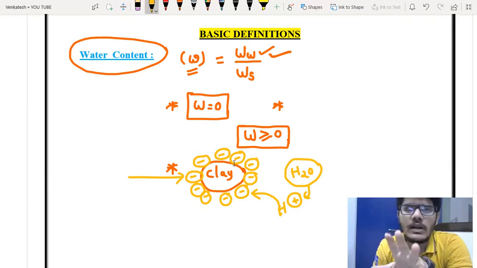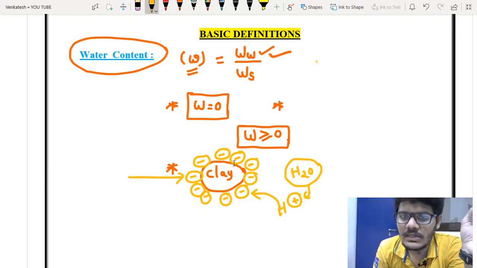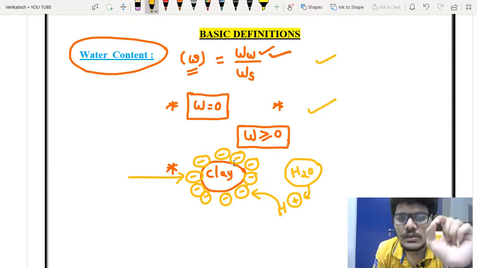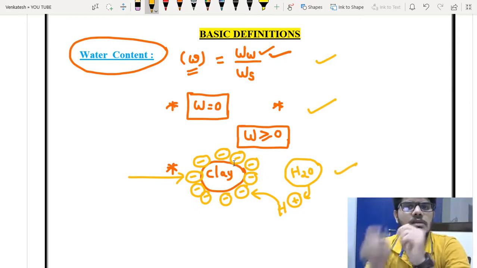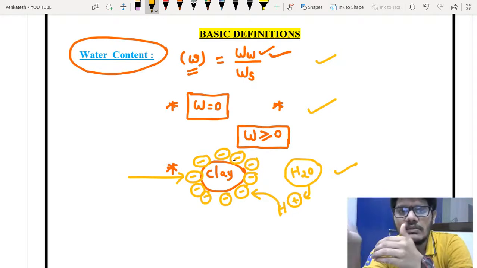So this is about water content. We have discussed the definition, and the minimum and maximum value. We have also discussed in which type of soil water content is more. In the next class we will be discussing the other definitions also.